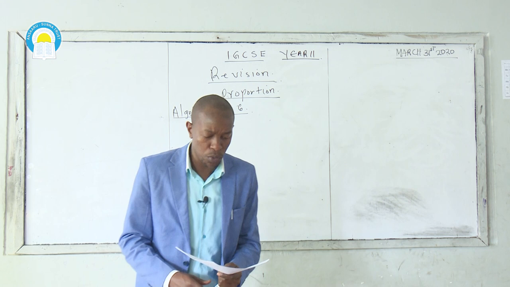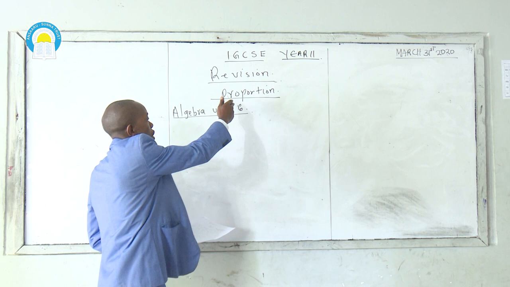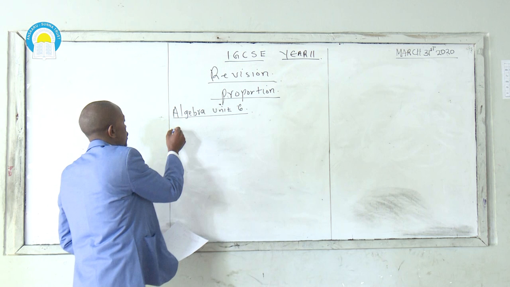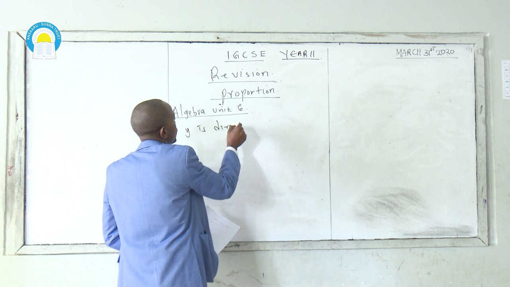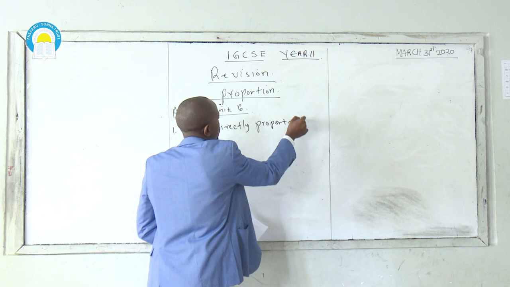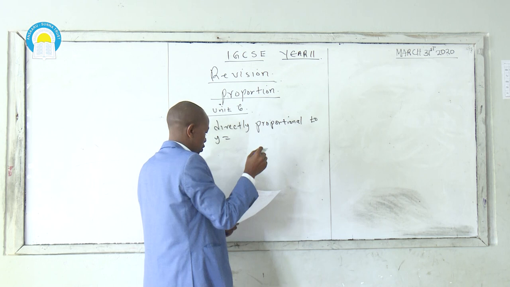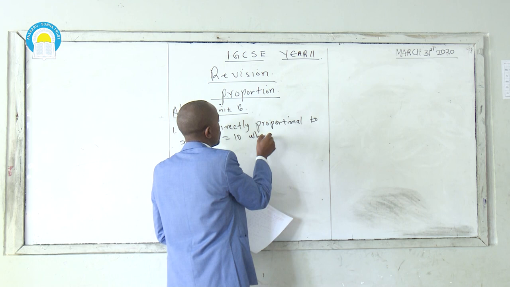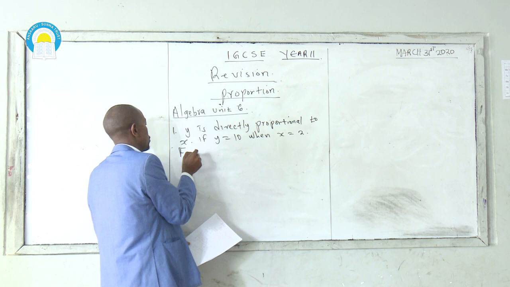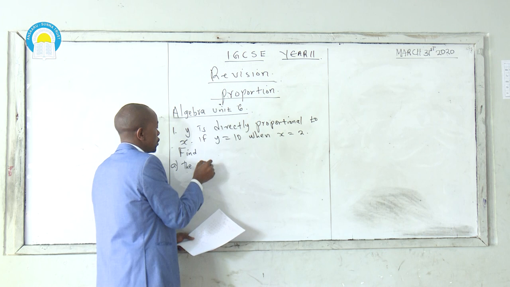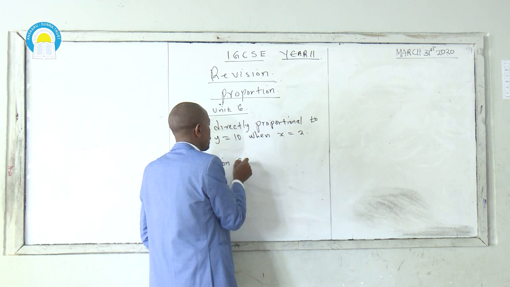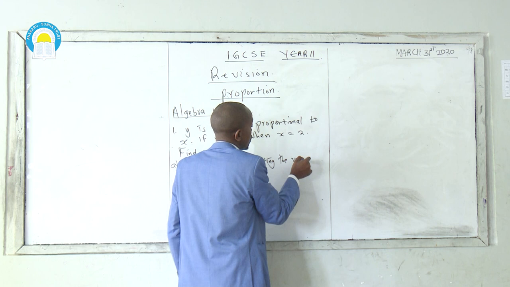I want to start with question one, which I've prepared for you for this revision in algebra unit 6 under proportion. The first question: y is directly proportional to x. If y is equal to 10 when x is equal to 2, find part A, the equation connecting the variables.